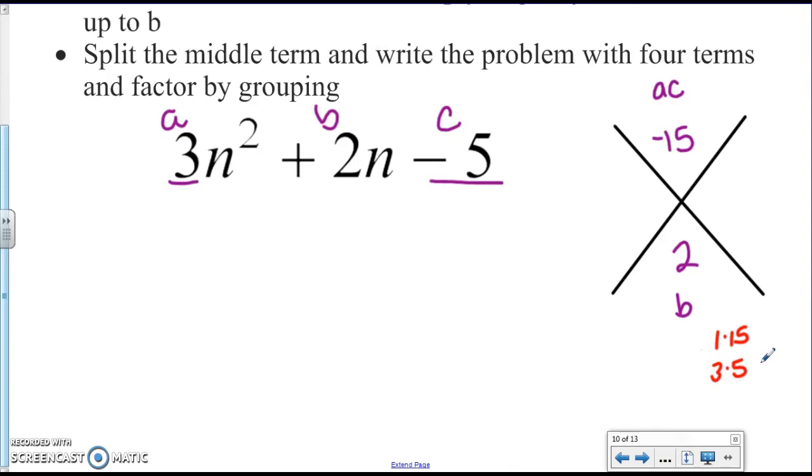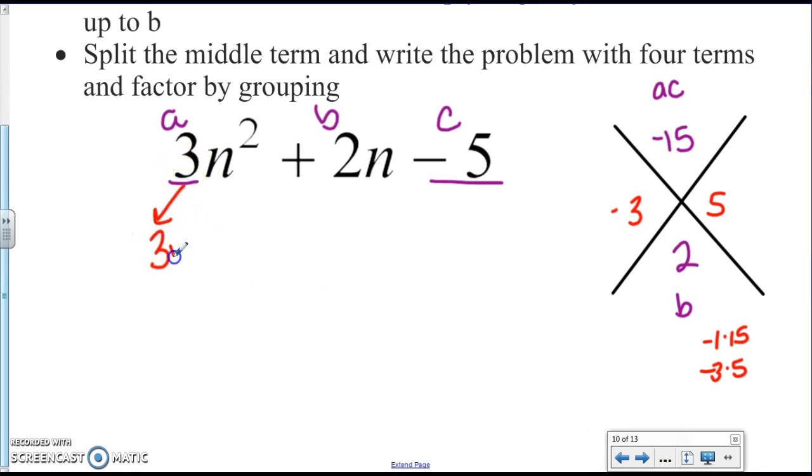If you recall from our x method, if the top number is negative, that means one of our numbers needs to be negative. So let's go ahead and try that. Negative 3 times 5 is negative 15, and negative 3 plus 5 is 2. So we're going to use those two numbers. Now here's the difference. Because we had something in front of our n squared, we can't go right to our parentheses like we did in our x method. Instead, we need to do AC split.